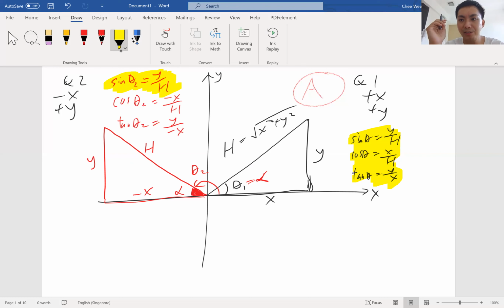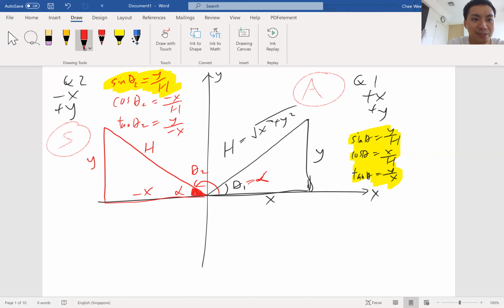Okay, so for angles in the second quadrant, theta 2 just now I said is 170 degrees, but it could have been any generic angle in the second quadrant, actually. So in the second quadrant, only sine is positive, hence it has a short form, aka S. Okay, only sine is positive.